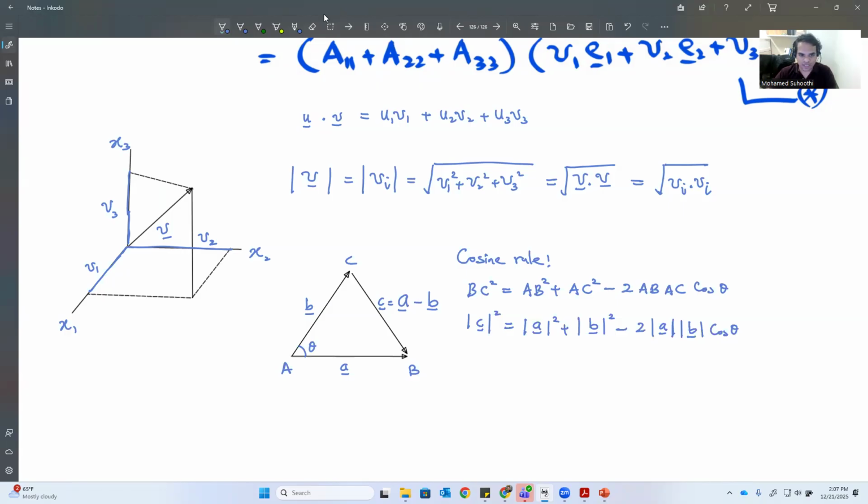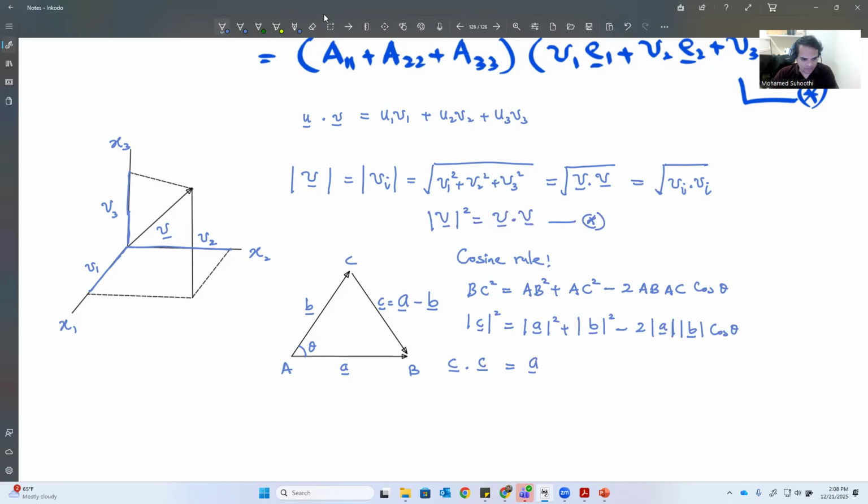So actually this one, from our previous definitions, the magnitude squared of a vector v you can write as v dot v, right? So now using this, instead of c squared I'm going to write c dot c. I use this one, then I can write this way.